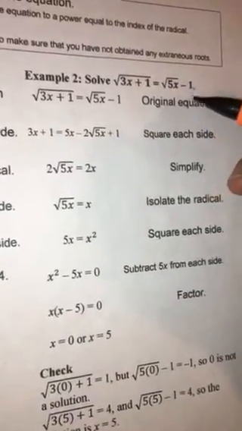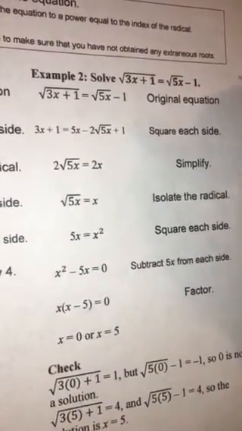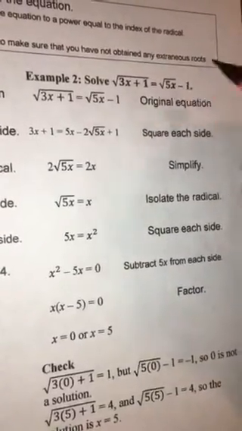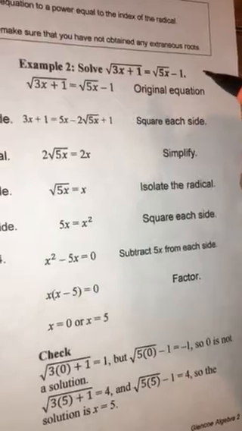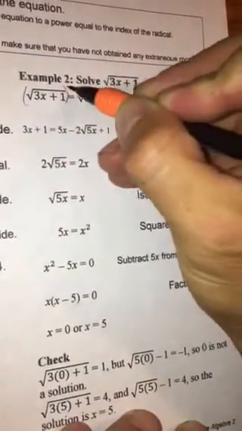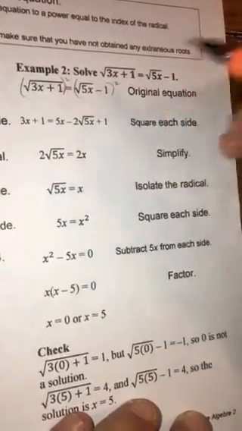Okay, now let's try example 2, where there's a radical on each side. The first thing we're going to have to do is get rid of the radicals on each side. So we're going to square each side. So we square this, and we square this.